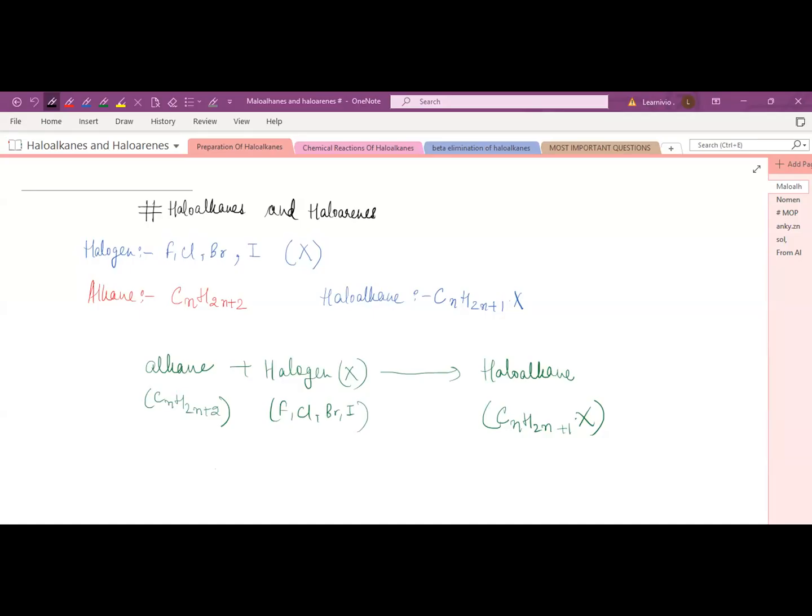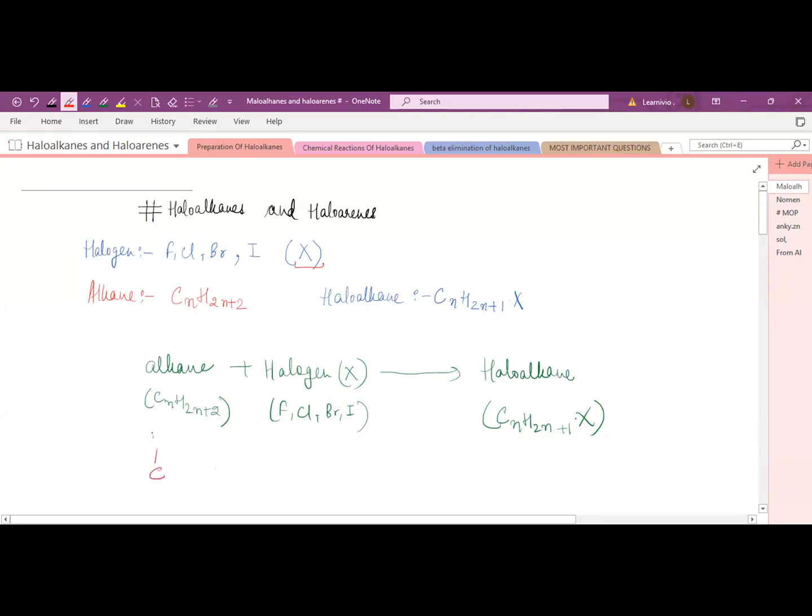Okay, so we were discussing the haloalkanes and haloarenes. The halo word is for the halogen group. So what is a halogen group? Basically, halogen groups are the group 17 elements, fluorine, chlorine, bromine, and iodine, which are denoted as X. We just denote the halogen group as X. So haloalkanes. Alkanes means saturated hydrocarbons, which have the general formula CnH2n+2, right? So haloalkanes means when you replace one hydrogen.